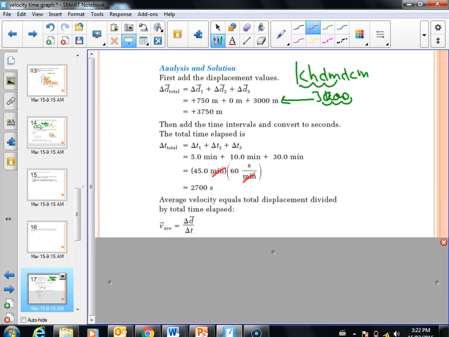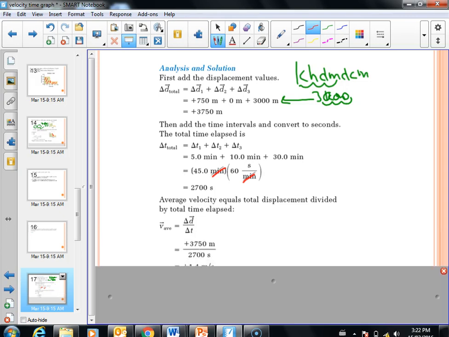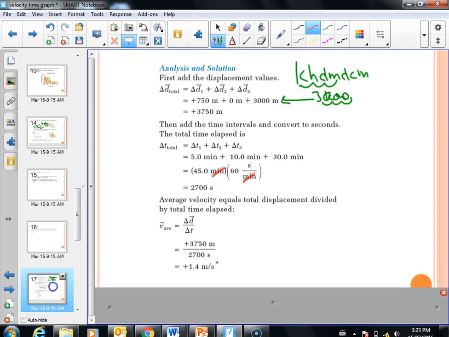To find the average velocity, I'm going to use total displacement over total time. Slot in my numbers, the 3,750 over 2,700, and found that I have gone 1.4 meters per second. So beautiful, and that is my answer in a positive direction.